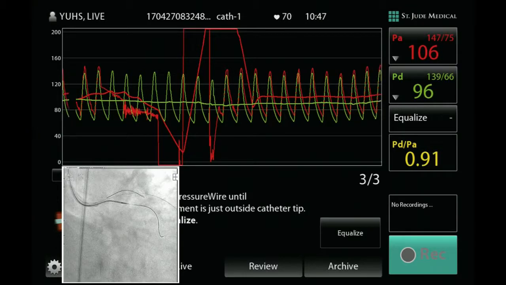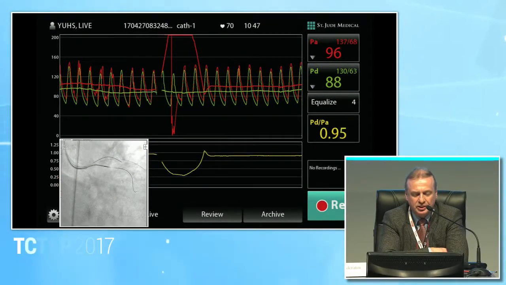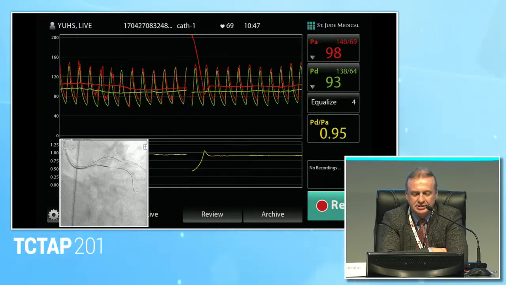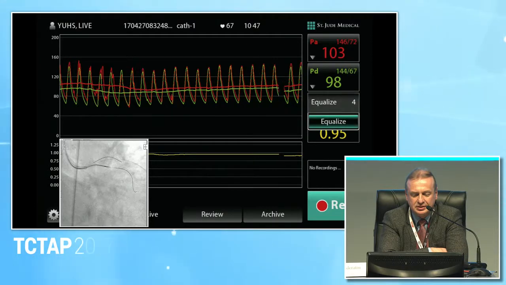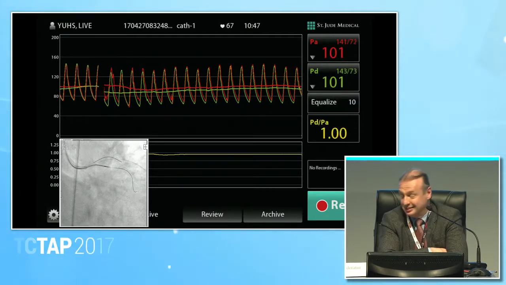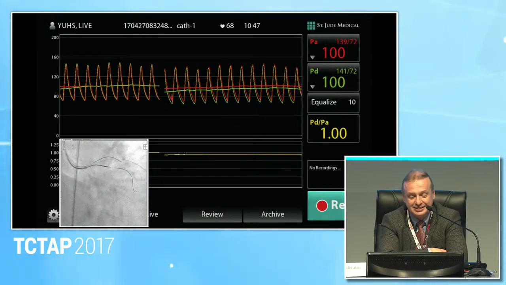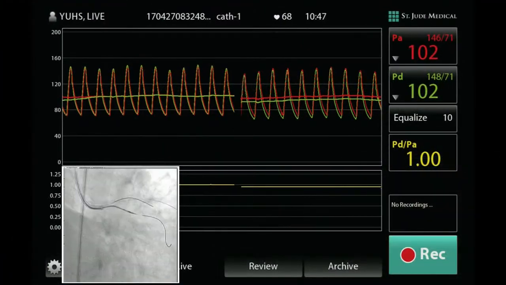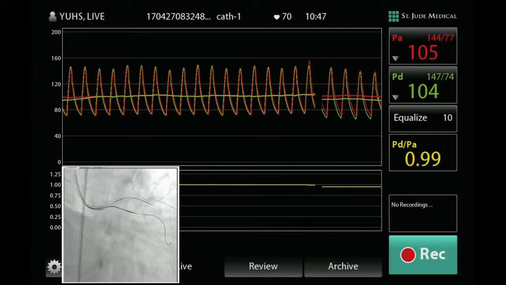What amount of adenosine do you use now? What is the dosage of adenosine? Adenosine dose will be IV. Usually 140 micrograms per minute, but 200. Yes, 200, this is right. But the equalization is done with the 3 wires? Okay. Now equalization was done in the LAD. I will remove the pressure wire.